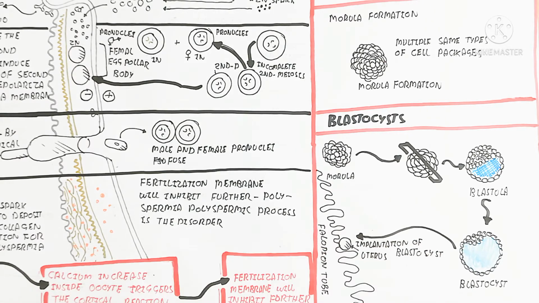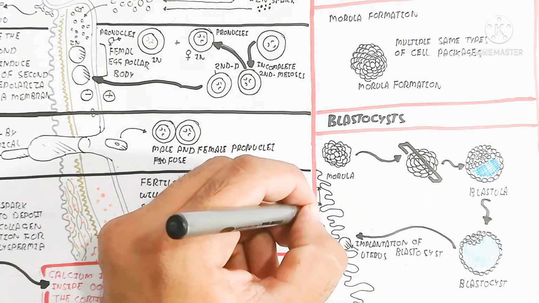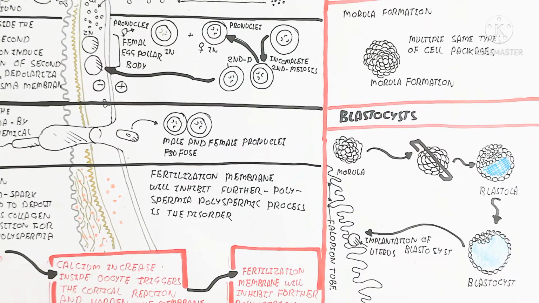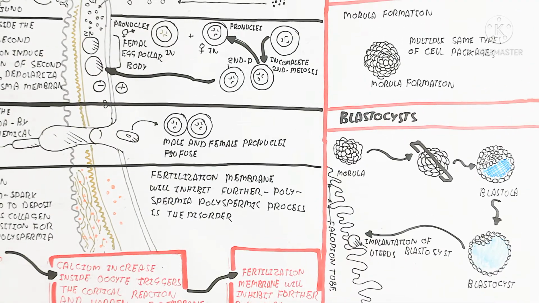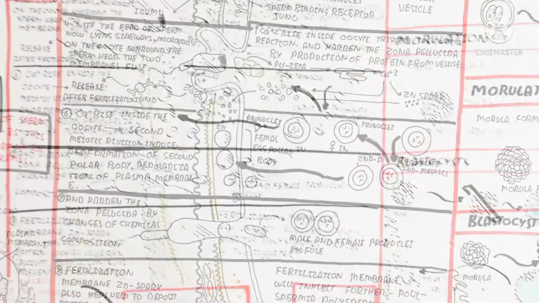So here the fallopian tube leads into the uterus, the endometrial wall, and implantation of the blastocyst. So here is the uterus.